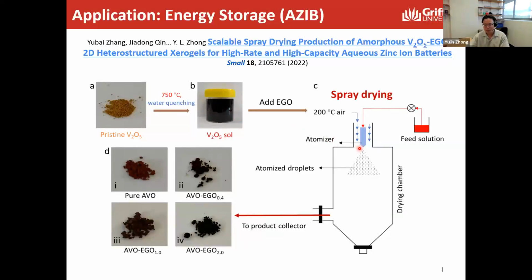through a spray dryer. In the spray dryer, we set the nozzle temperature to be around 200 degrees Celsius. And remember, at 200 degrees Celsius, it will thermally convert EGO into its conductive form. So by simply adding our EGO and having it go through this one-step spray drying process, we could get an amorphous vanadium oxide EGO composite material. And this is a good material for zinc-ion battery application.